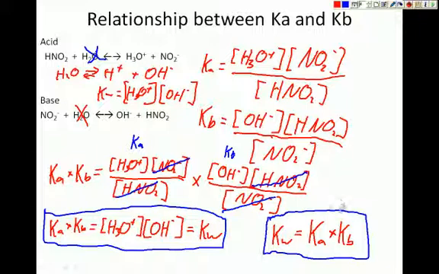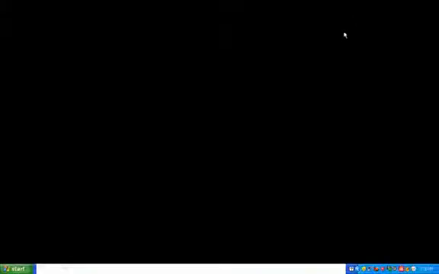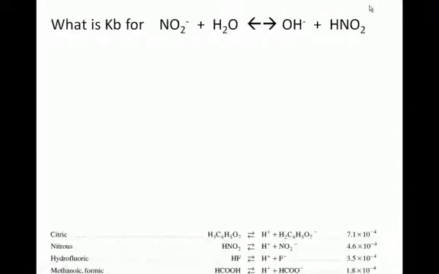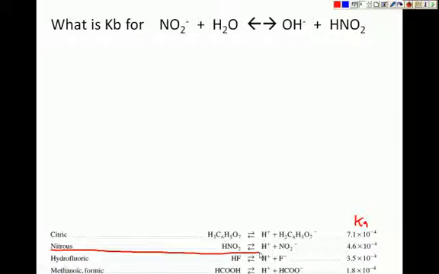Okay, so now on our next page, let's look at a question where we use this in order to solve a problem. So this question says, what is Kb for this equation right here? Now, on our acid-base chart, we're given the Kas. So we look up on our acid-base chart and we find nitrous acid, which is HNO2, and it has a Ka value of 4.6 times 10 to the minus 4.